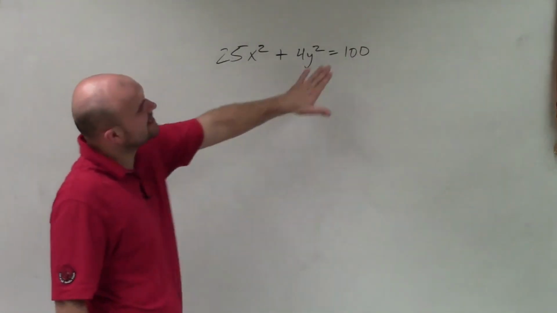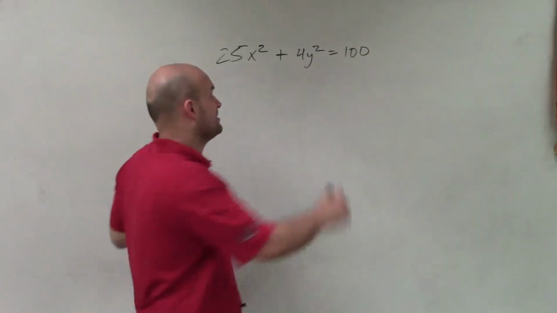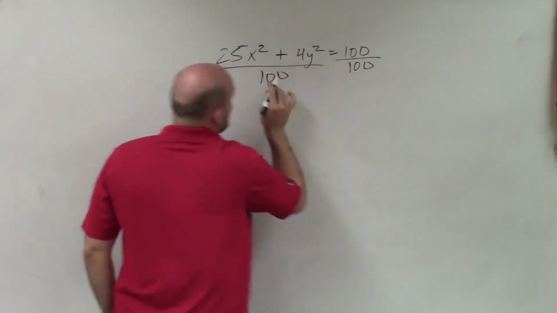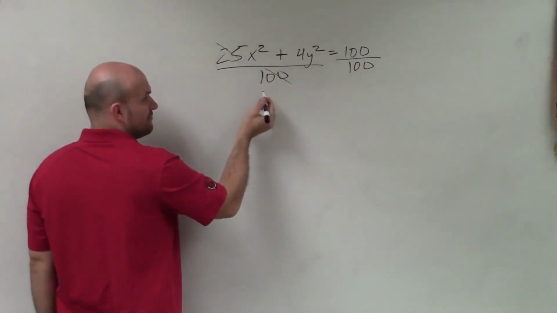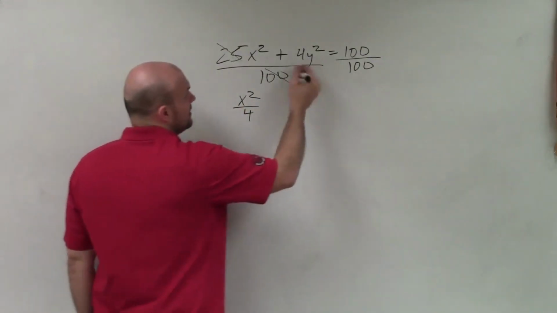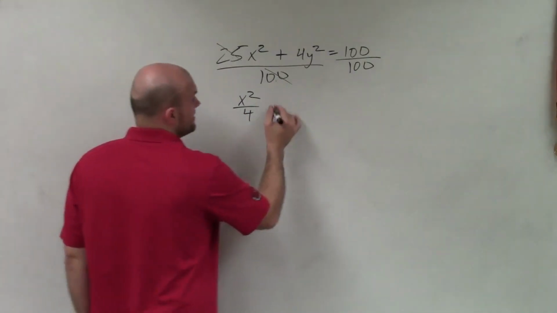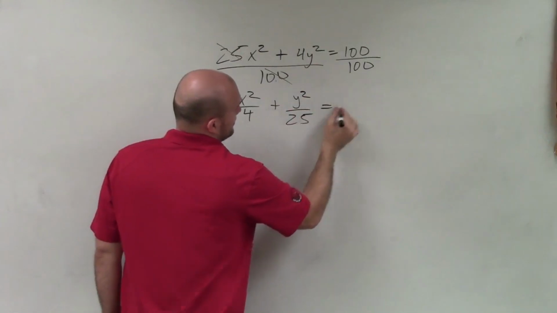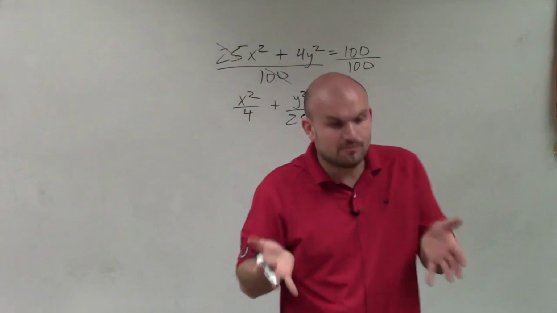So the first thing I need to do is set my ellipse equation equal to 1. So I'm going to divide by 100 on both sides. Now this 100 is going to divide into both of these. Here I can reduce this down to 1/4, which would just be x squared over 4. You can put the 1 there, but we don't have to. Here, divide the 100 into 4. That's going to reduce down to 1/25. Again, you can write the 1 up here, but we don't have to. OK, so now we have it more in a standard form.